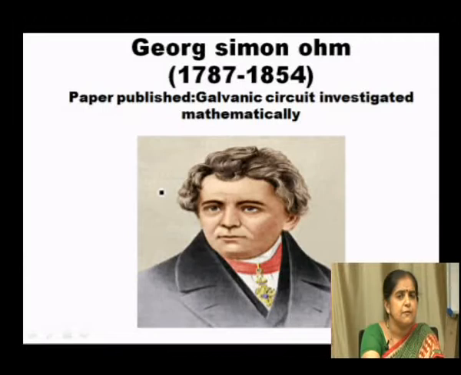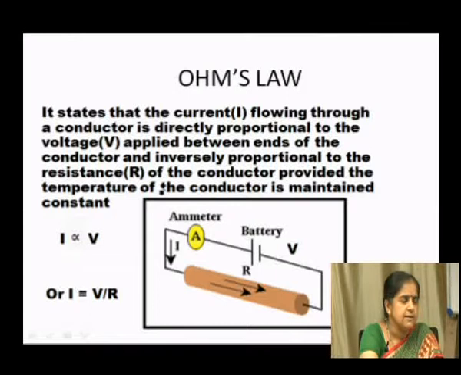This fellow gave the relationship between these fundamental concepts, and this relationship is framed in the form of a law called Ohm's law. So what does this Ohm's law say? Let us see. Ohm's law states that the current flowing through a conductor is directly proportional to the voltage V applied between the ends of the conductor, and inversely proportional to the resistance R of the conductor, provided the temperature of the conductor is maintained constant.